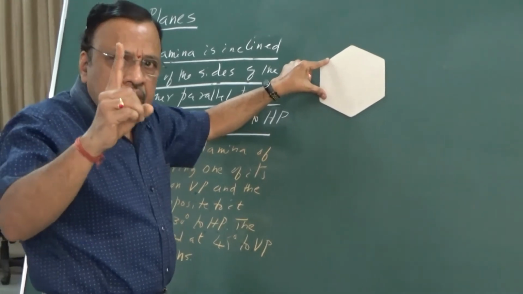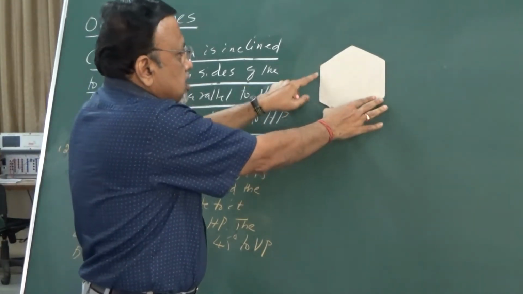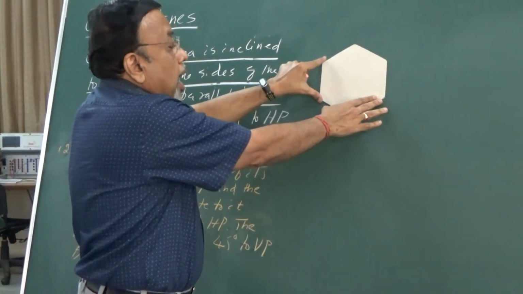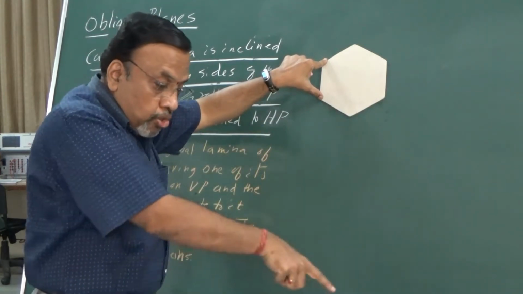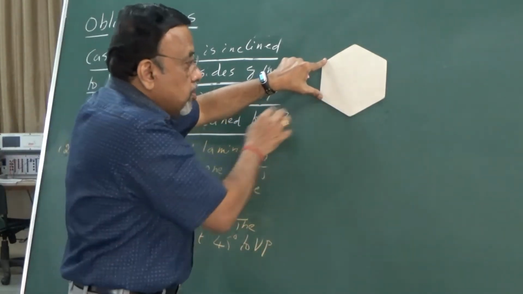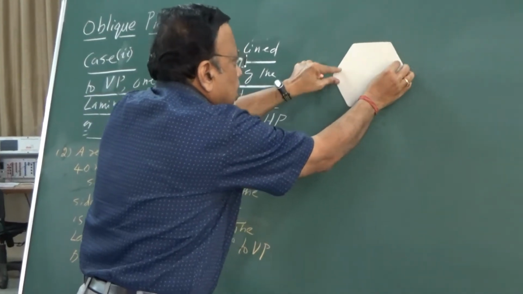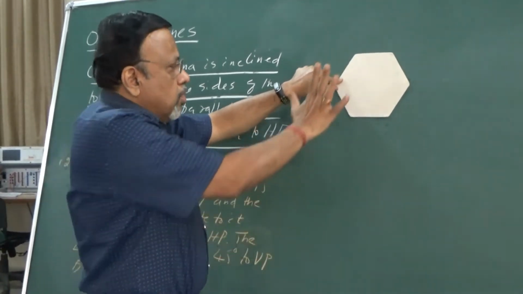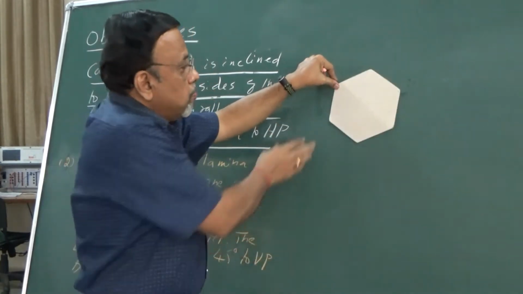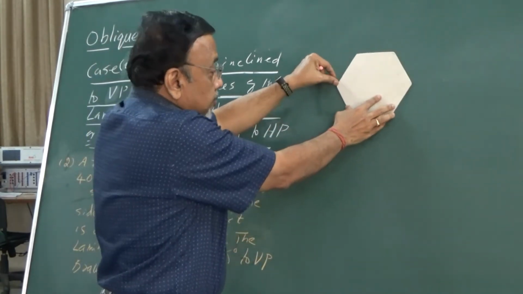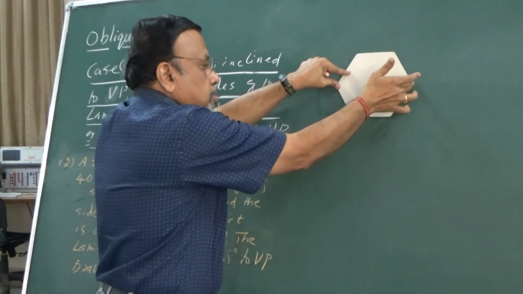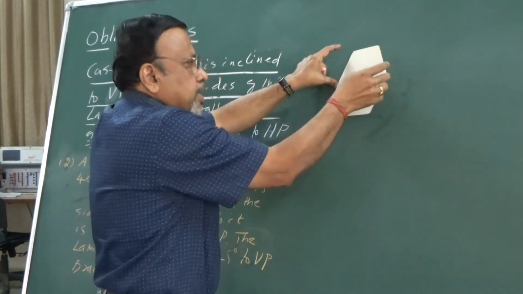Not only that, remember that the side which is resting on VP has to be kept perpendicular to HP. So I need to keep it in this particular way. Let us see what will happen. Now the lamina is in VP, but if I want to show the inclination with VP, what will happen? Maybe I need to rotate in this way.